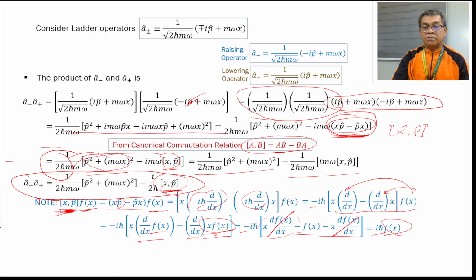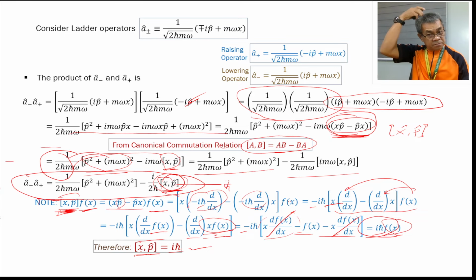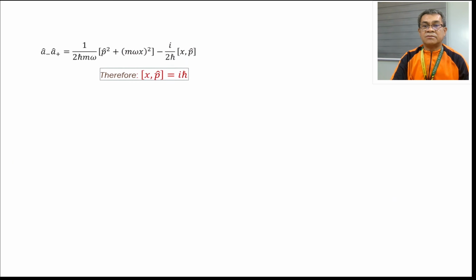What does it mean? The meaning of this is that the commutation of x position and momentum is just equal to i ħ. So therefore, we can replace the commutation of x position and momentum with i ħ. So this one is just equal to i ħ. Okay, so that's it. This is the definition of the commutation operator of the position and momentum, which is i ħ. Very easy.